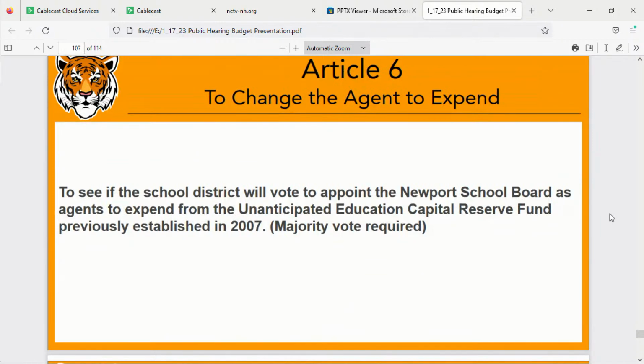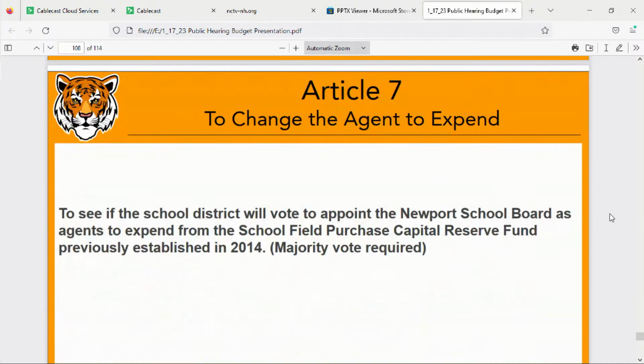Now, what does that give us for articles? Just 1, 2, 3. Yeah. Because Article 9, what was 9, is to hear reports of the agents, auditors, and committees or officers heretofore chosen. So that'll be very interesting. But it gives us that opportunity to strategize for that budget.